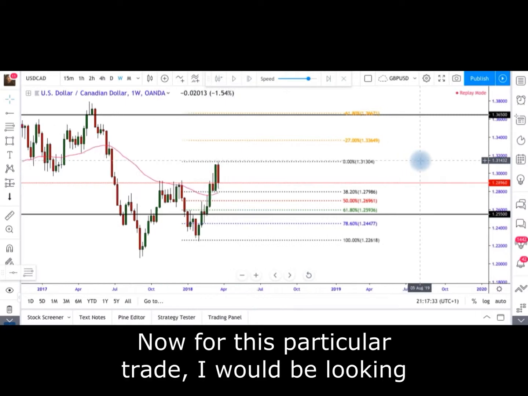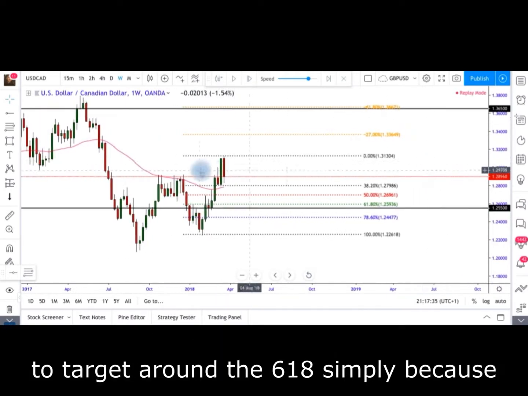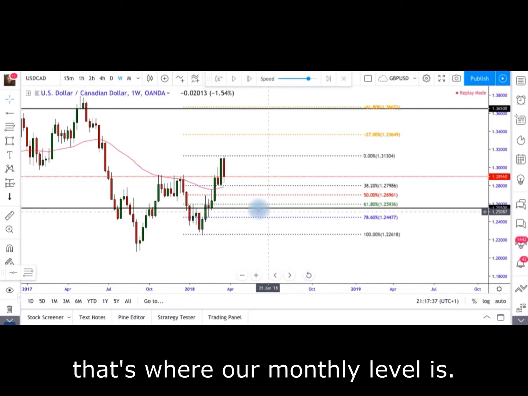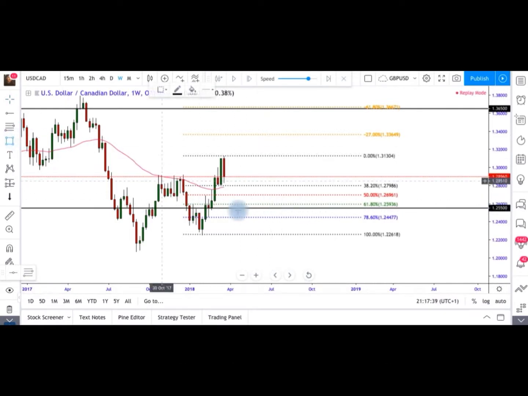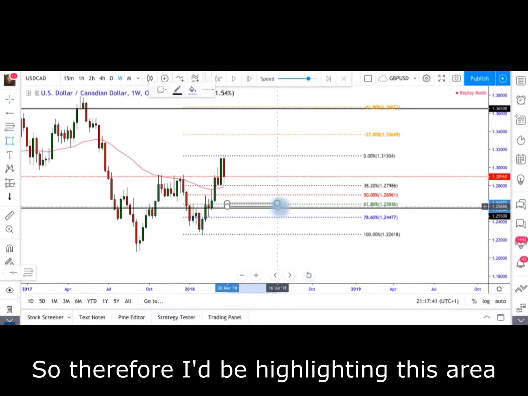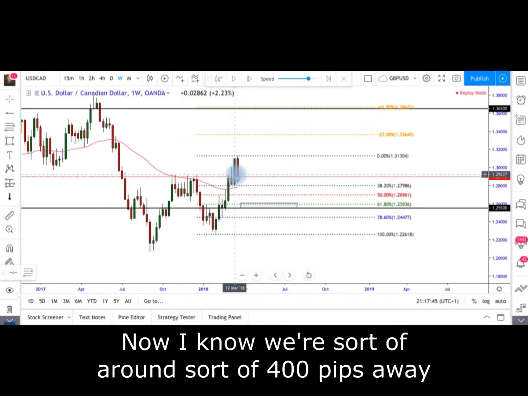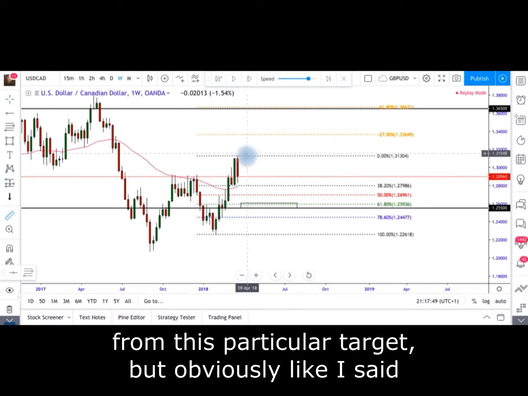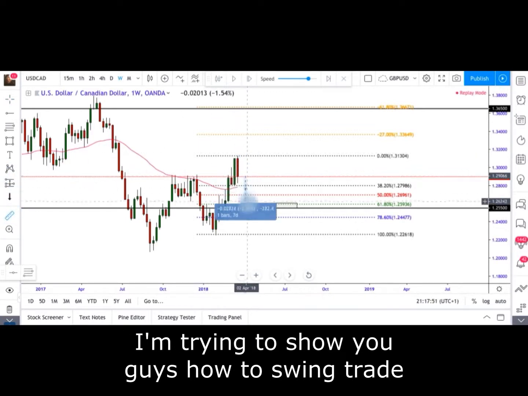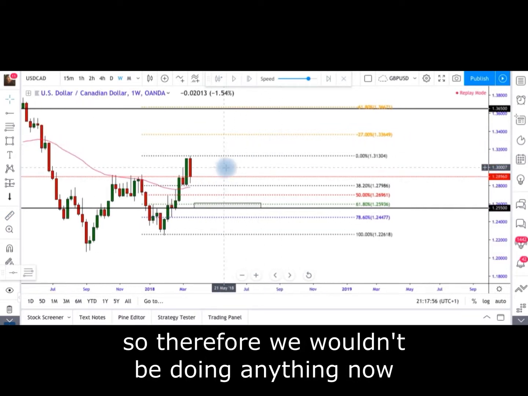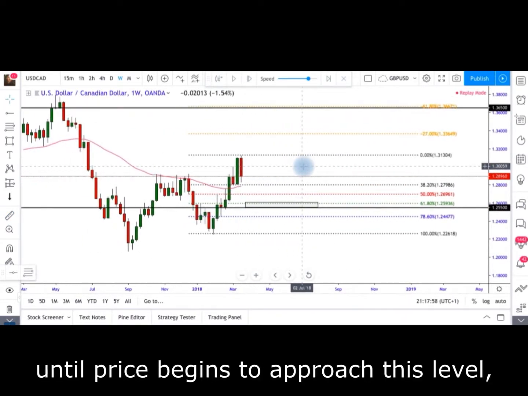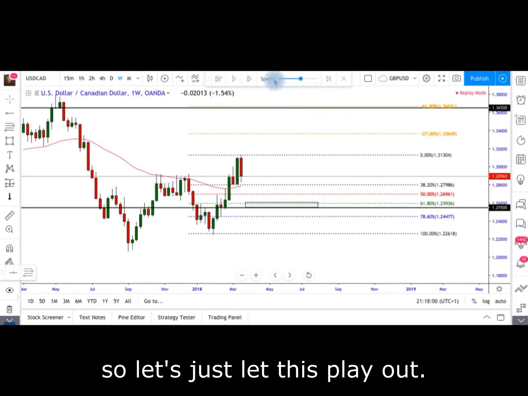Now for this particular trade, I would be looking to target around the 618 simply because that's where our monthly level is. So therefore I'd be highlighting this area as an area of interest before we've even got there. Now I know we're around 400 pips away from this particular target, but like I said, I'm trying to show you guys how to swing trade. So we wouldn't be doing anything now until price begins to approach this level. So let's just let this play out.